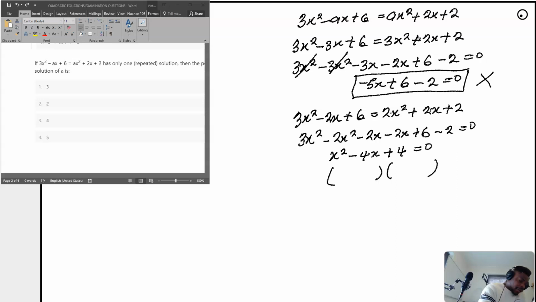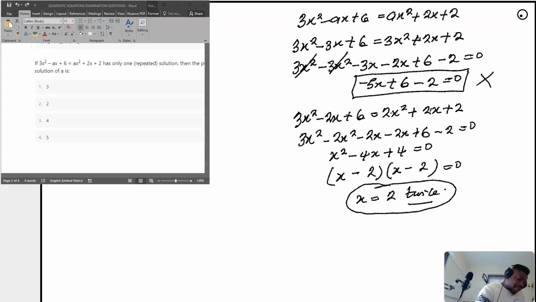If I factorize this one, x here, 2, minus minus. So x is equal to 2 twice. And remember, they said that if this is equal to this, it has one repeated solution. And when we use a, we got one repeated solution because it is x equals 2 twice. So definitely a is equal to 2.